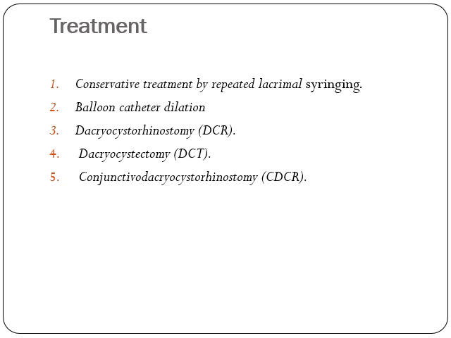Treatment of chronic dacryocystitis includes conservative treatment by probing and lacrimal syringing, but long-standing cases are associated with blockage of the NLD, which usually does not open with probing. Then next is balloon catheter dilatation. Also, dacryocystorhinostomy can be performed, or dacryocystectomy can be done. Another method is conjunctivodacryocystorhinostomy.